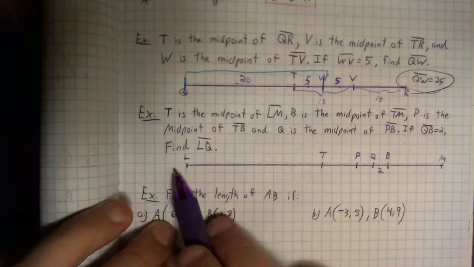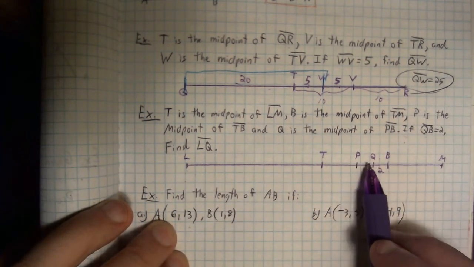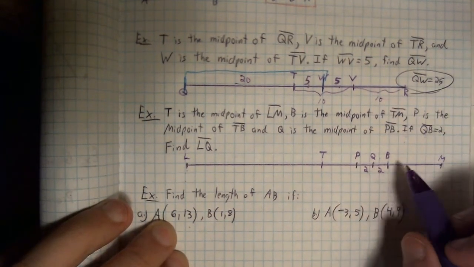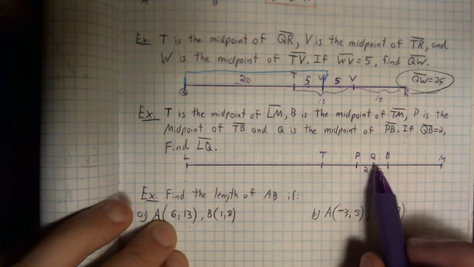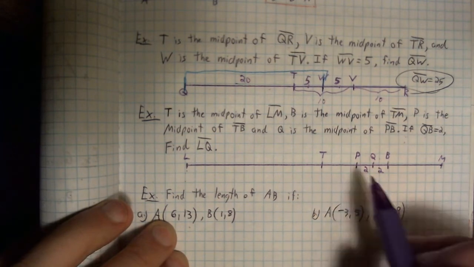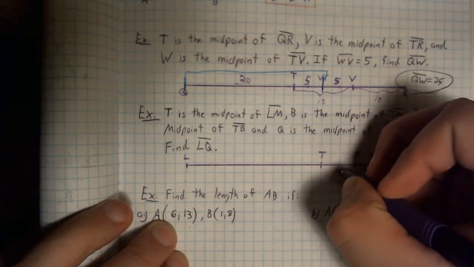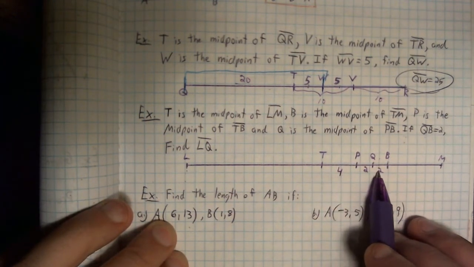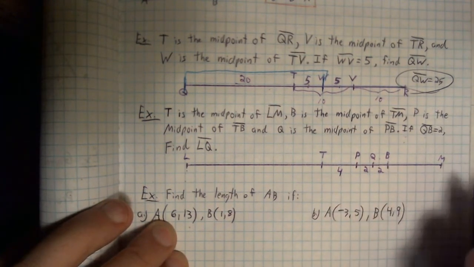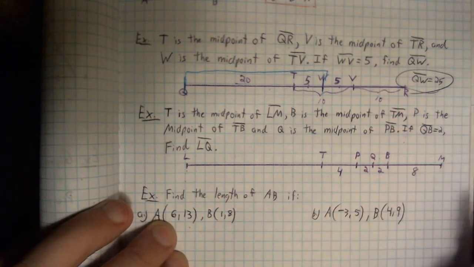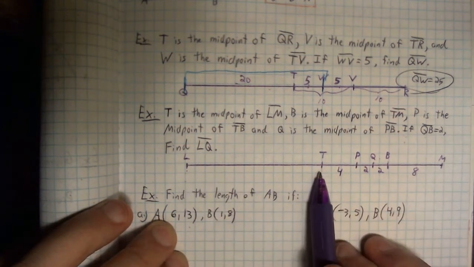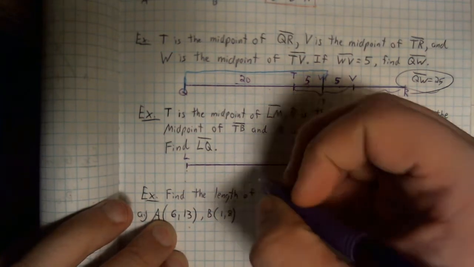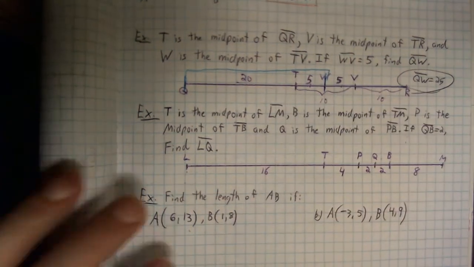find LQ. That's what we're trying to find. Well, Q is the midpoint of PB. That makes PQ also worth 2. P is the midpoint of TB. If TB is 4, that makes TP also worth 4. And B is the midpoint here. We have 4, 2, and 2. That gives us 8. That makes BM worth 8. And then lastly, LT is 8 and 8, which makes this worth 16.